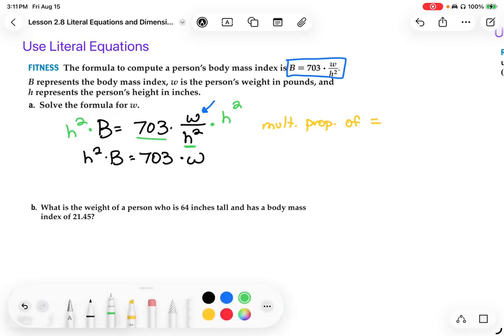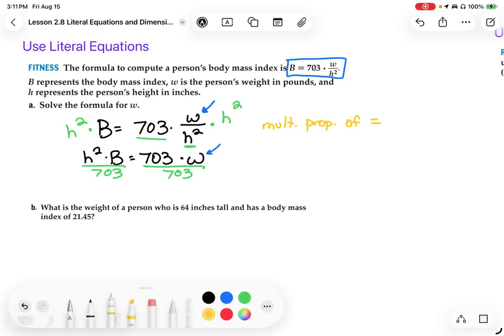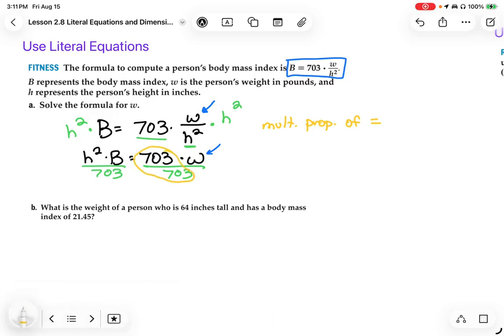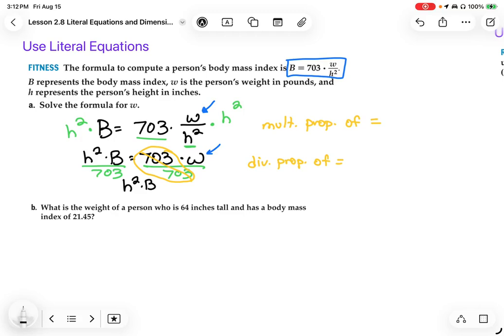So W is not quite by itself yet, but it's close. We just need to get rid of one more thing, and that's the 703. So we'll divide by 703 here. So the 703 will cancel. This is the division property of equality. And so our final equation is going to be H squared times B over 703 equals W. So there's our equation solved for W.